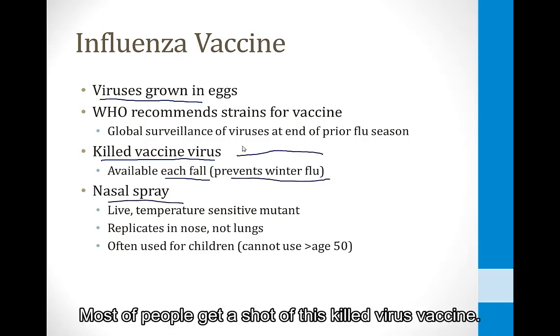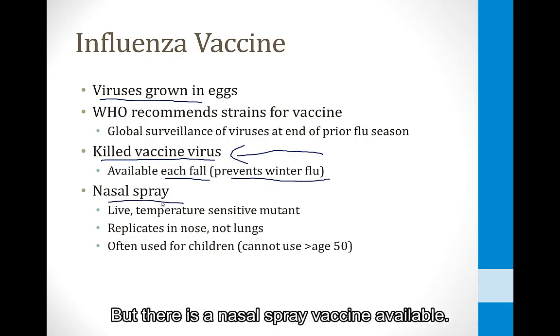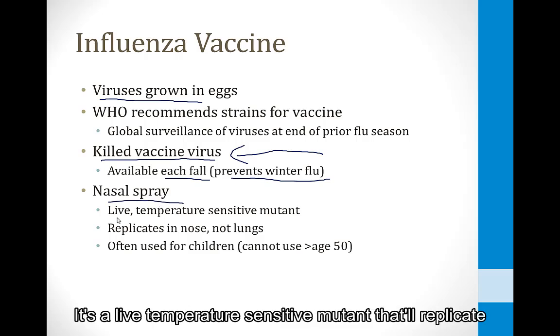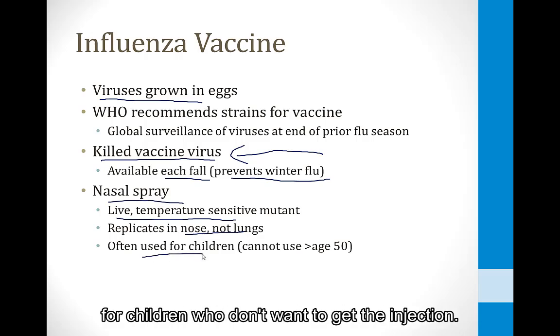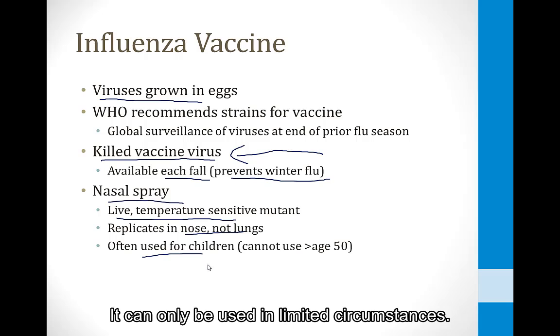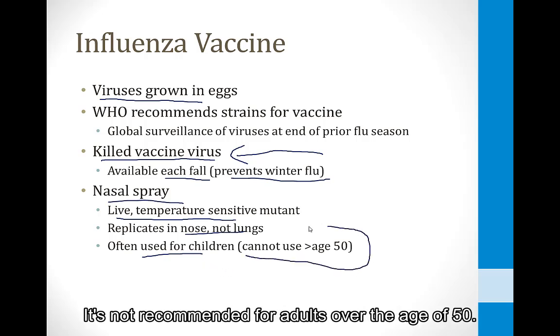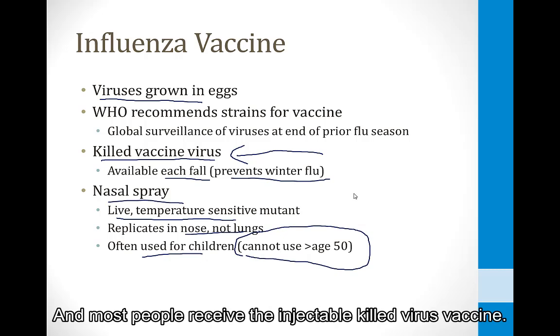Most people get a shot of this killed virus vaccine, but there is a nasal spray vaccine available. It's a live temperature-sensitive mutant that'll replicate in the nose, not in the lungs, and this is sometimes used for children who don't want to get the injection. It can only be used in limited circumstances. It's not recommended for adults over the age of 50, and most people receive the injectable killed virus vaccine.